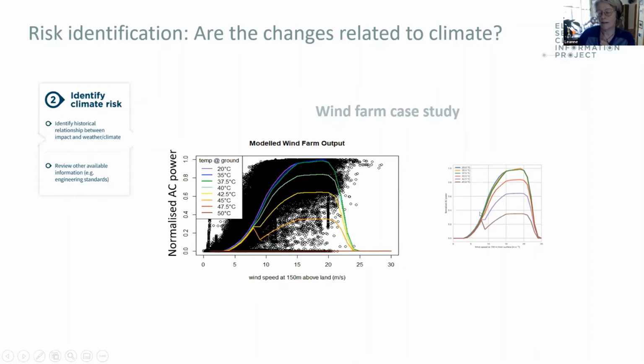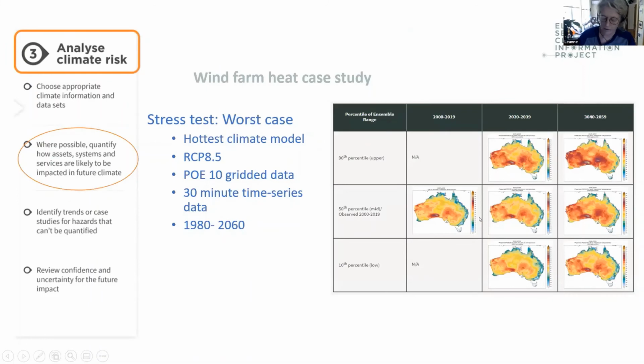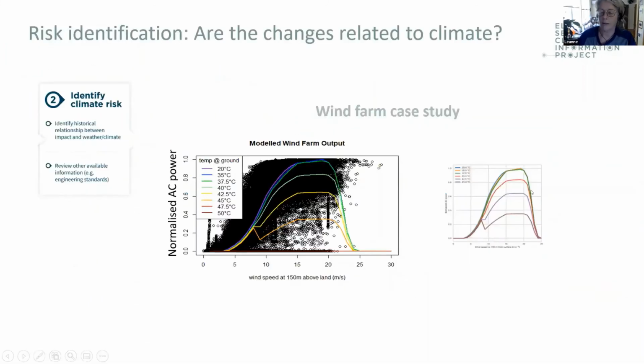And this is the sensitivity. These are the sensitivity curves for all of the different temperature thresholds that were produced in this modelling study. So this is the climate risk: high temperatures have a negative impact on wind farm output.